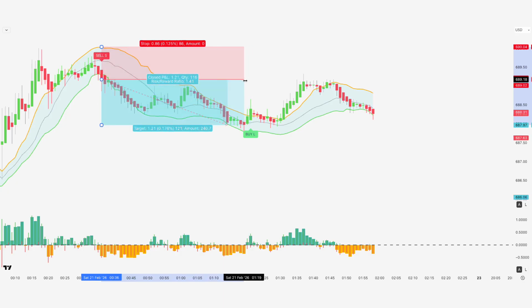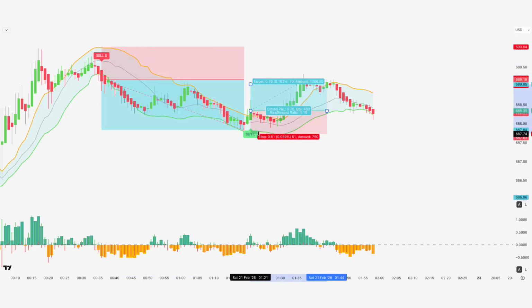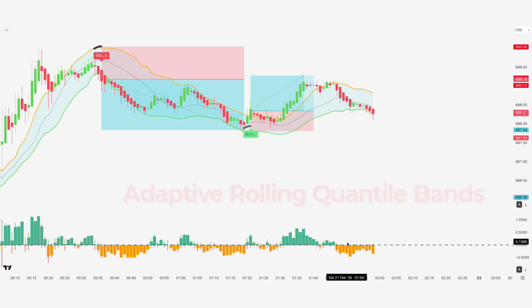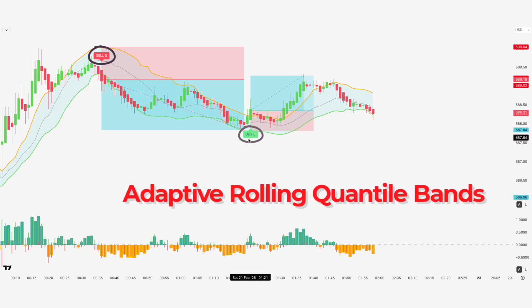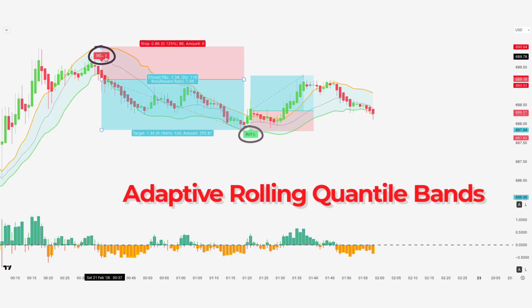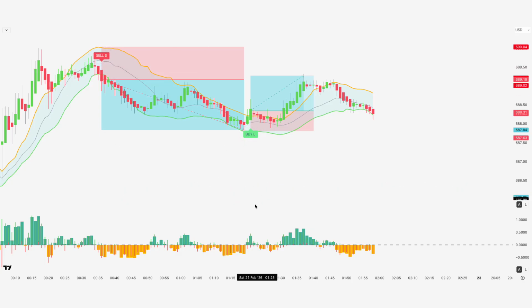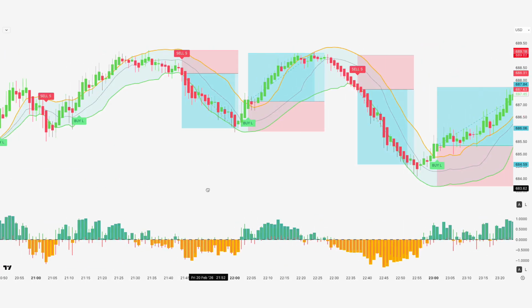We will try not to make the video too long. First of all, let us know about trading tools. The buy and sell arrow indicator we see in the chart is called the Adaptive Rolling Quantile Bands indicator. Now we tell you how we want to trade.